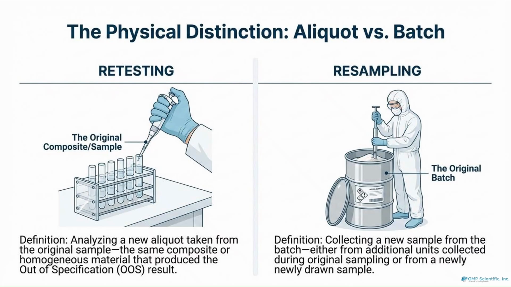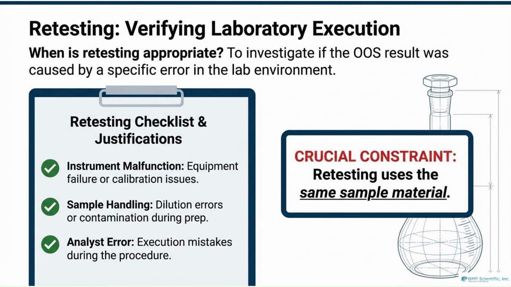Retesting means analyzing a new aliquot taken from the original composite or homogeneous material that produced the OOS result. Resampling, however, involves collecting an entirely new sample from the original batch. Retesting is used to verify laboratory execution.